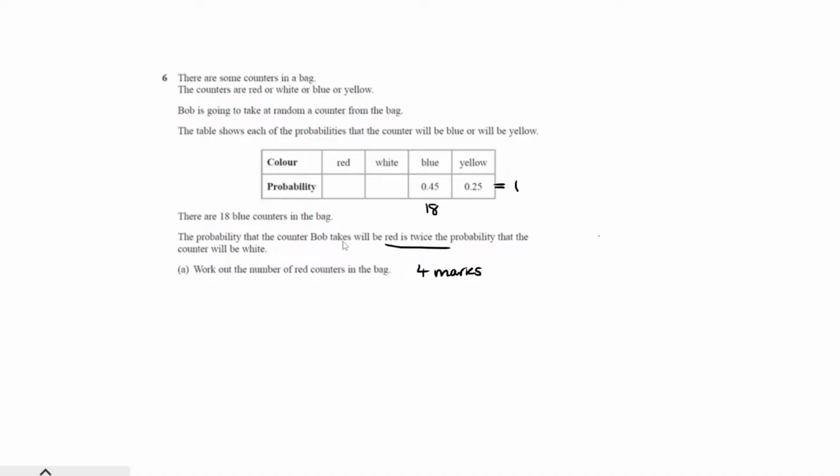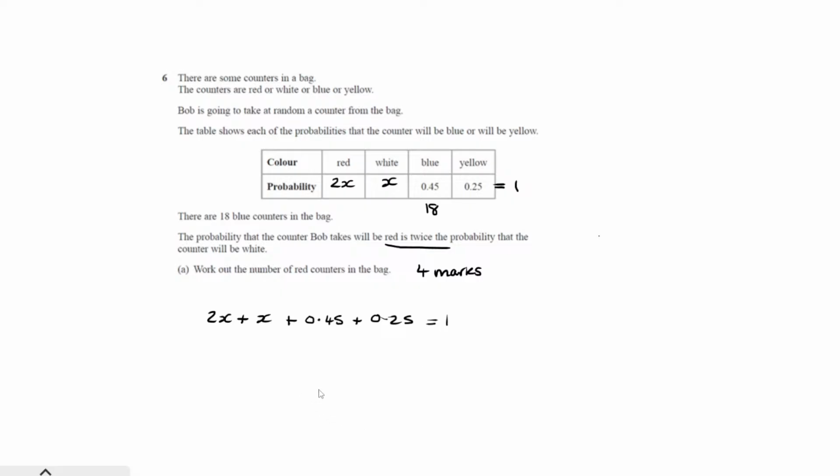I use algebra instead. So red is twice the probability of white. So white is the smaller one, right? I would put white as X, therefore red is 2X. Now I'm going to use the same letters because I've only got one equation. Do you see how I could create that equation? Because the mathematical fact that I'm using here is that all of those probabilities must add up to 1. So that's a key thing to remember. All probabilities always add up to 1, can't be more than 1.